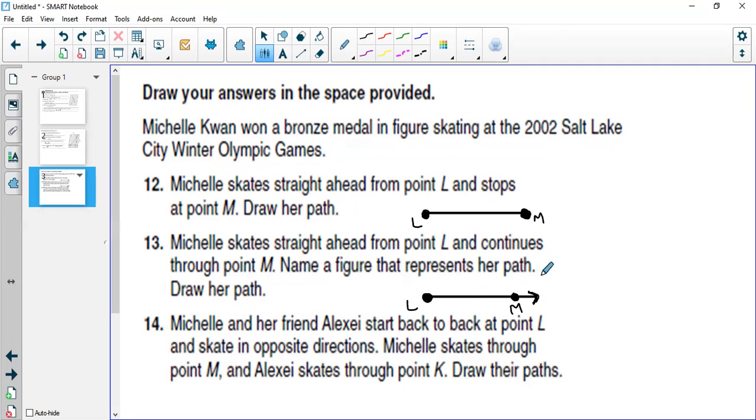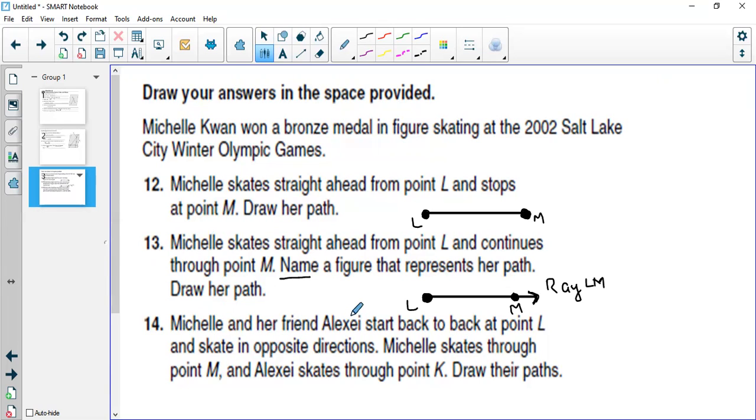Name a figure. So name this figure. So this is going to be ray LM, right? They said here name, so that's why we have to name. Here they did not say name, they only said draw. Here they said name and then draw. So again, she started at point L and she keeps continuing through point M. So that's ray LM.